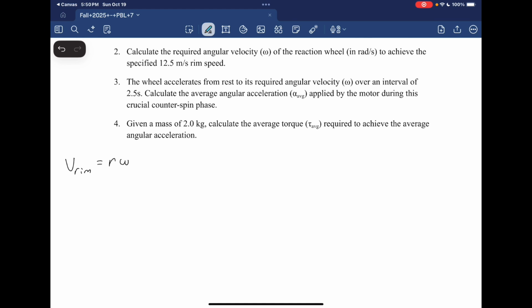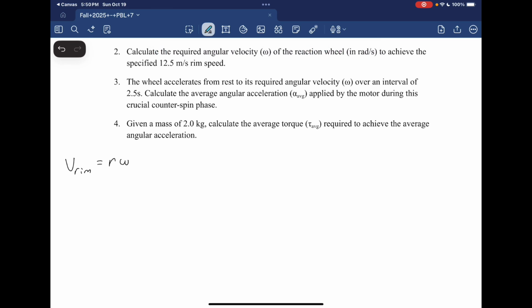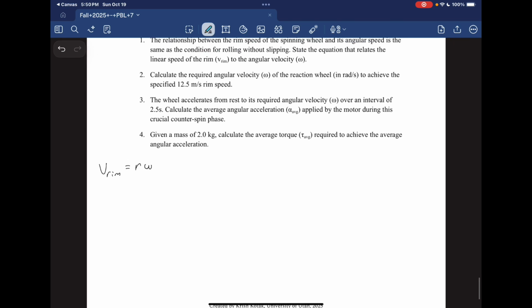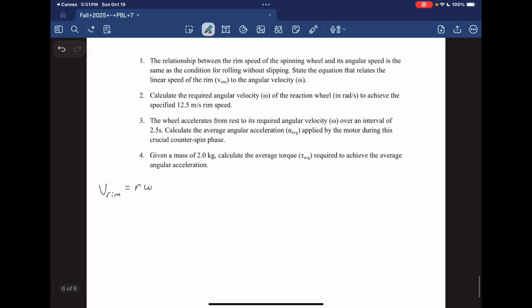Question 2 wants us to calculate this required angular velocity to achieve the specified 12.5 meters per second rim speed. So we know that our rim speed, v rim, is 12.5. Well, let's actually solve symbolically first, even though this is a pretty simple equation. So we want our angular velocity. We have our speed, and we have our radius given here. So we can divide both sides by r. We get v over r is equal to angular velocity.